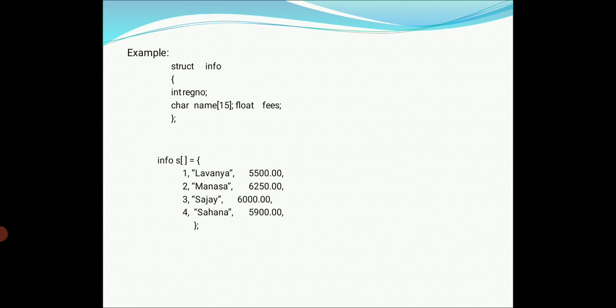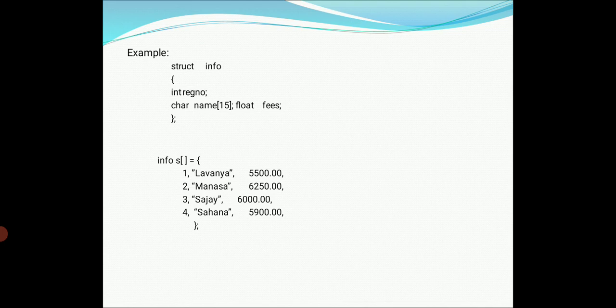This is an example of initializing the structure. Struct is a keyword, information is the name of the structure. It contains three data members: register number, name, fees. These data members are to be assigned or initialized. Info S is an array, so it contains a number of data members: number, name, fees. Some values are to be initialized to those data members, like register numbers.